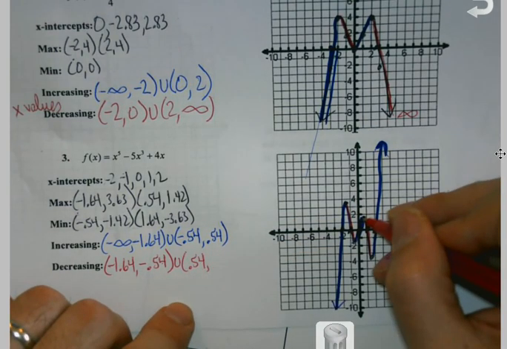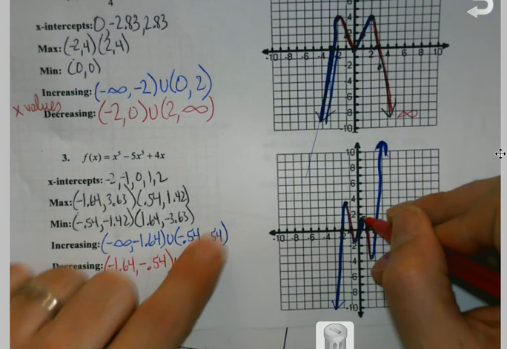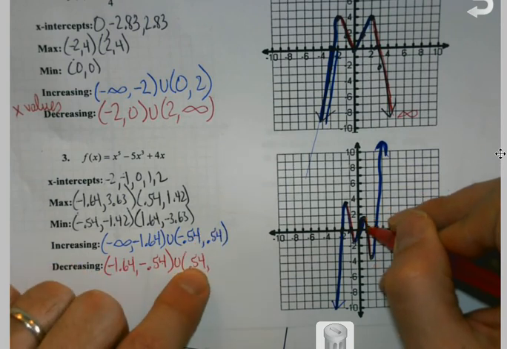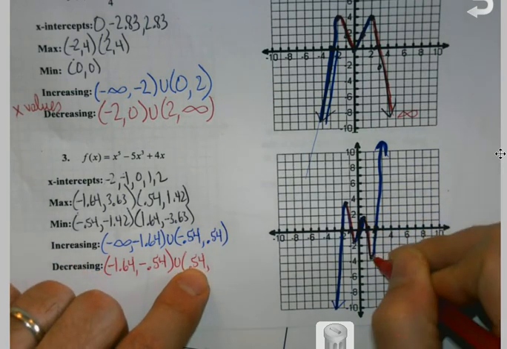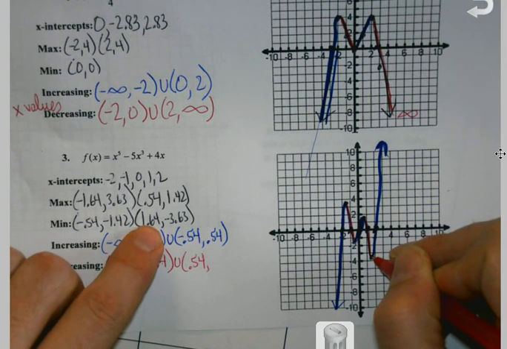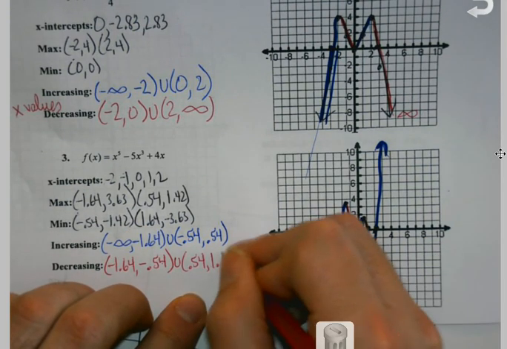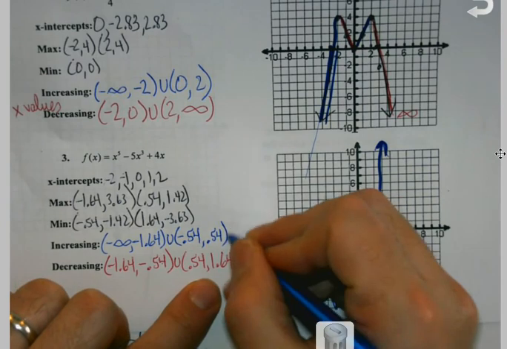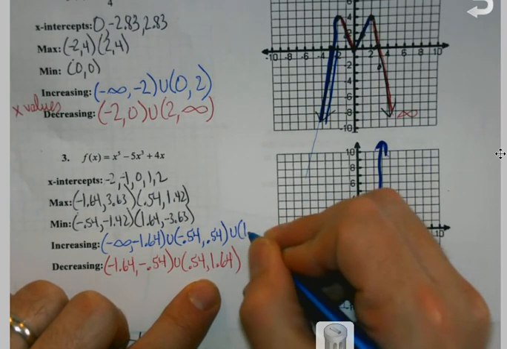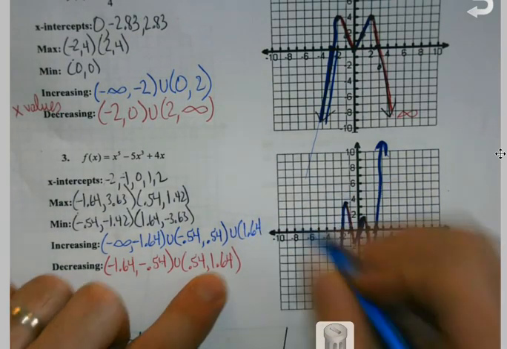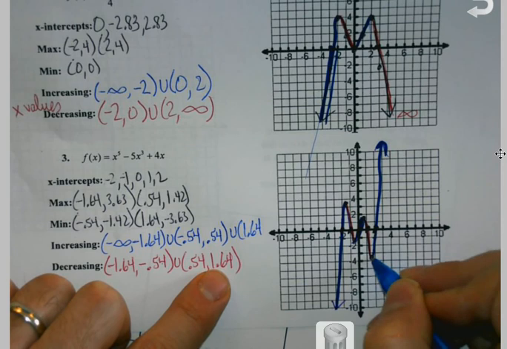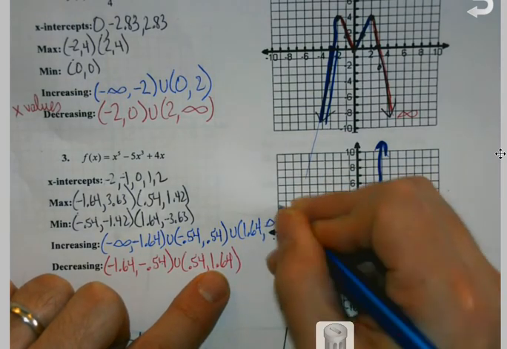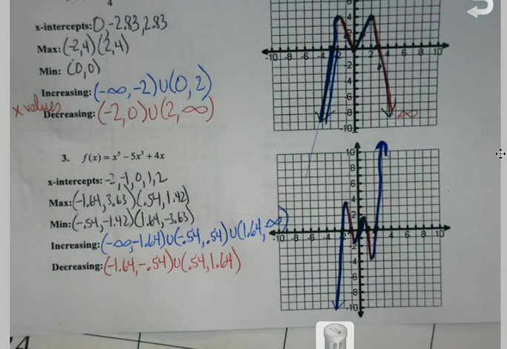So once I get up here and I see that it's decreasing, I start at that same point, and I go down until I get to my second minimum, which is at 1.64. Again, because it's all about the x values. And then, yep, and finally we have one more u. We start at that 1.64, that x value, and go forever to infinity. Woohoo!